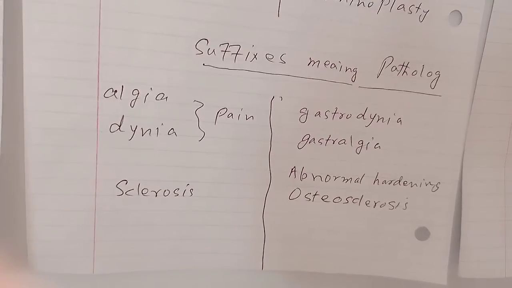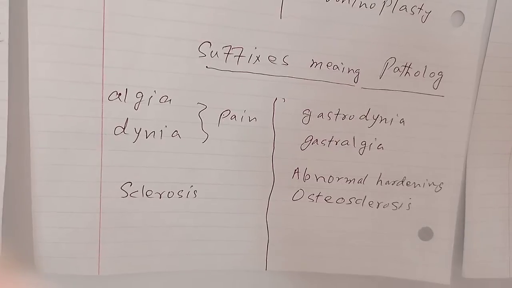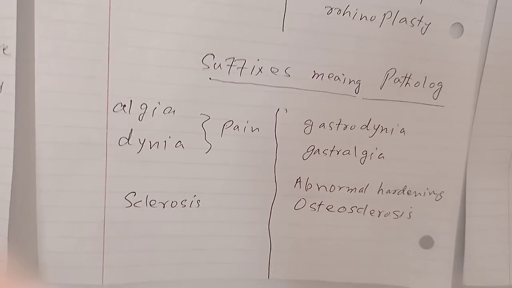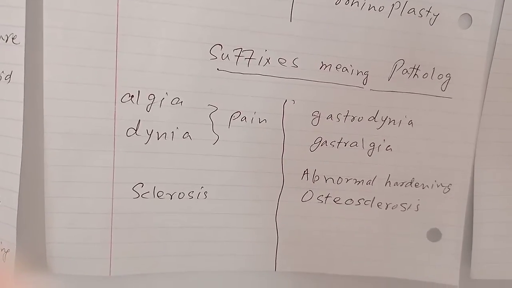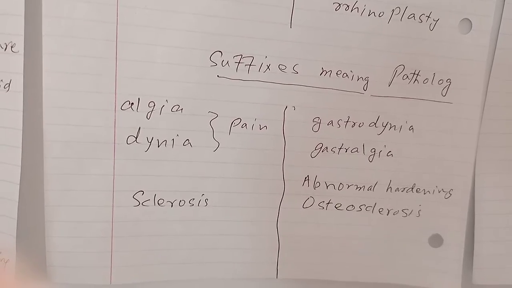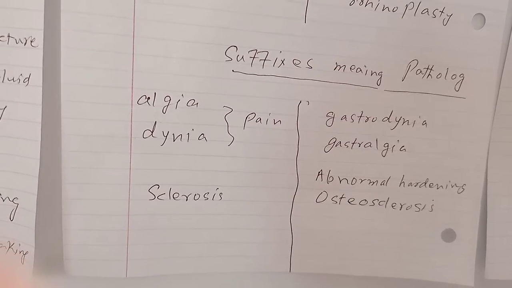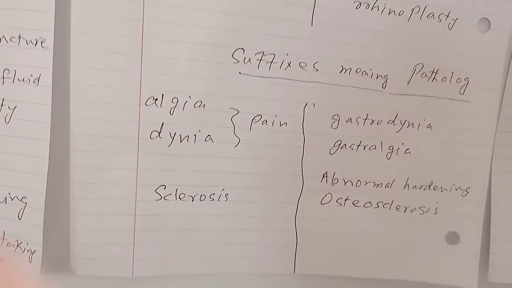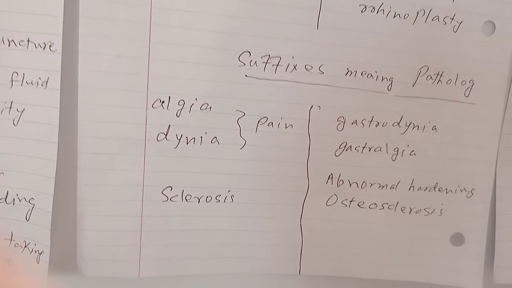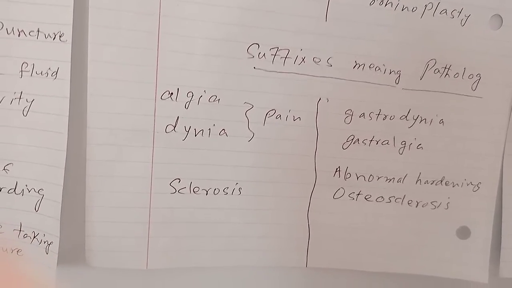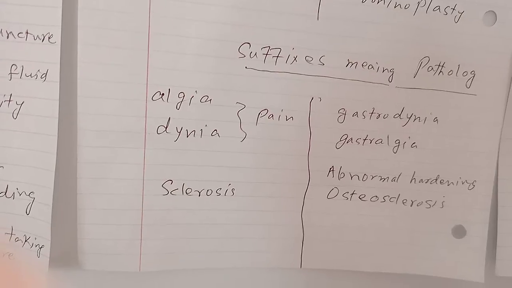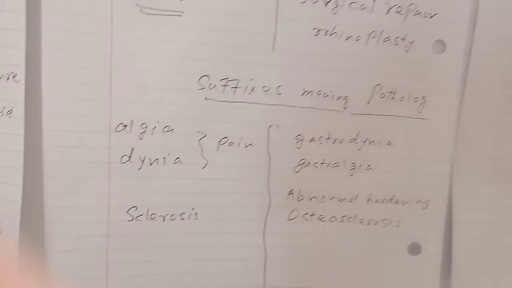Next suffix meaning pathology is sclerosis. Sclerosis means abnormal hardening. Example is osteosclerosis or atherosclerosis. Blood vessels have become hard or bones have become abnormally hard.